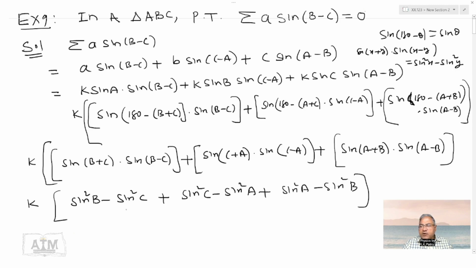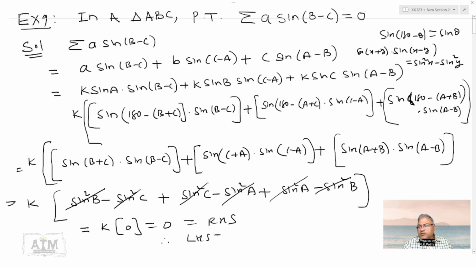Now let us see what is the cancellation. Minus sine square C plus sine square C get cancelled, minus sine square A plus sine square A get cancelled, and sine square B minus sine square B get cancelled. So that equals K into 0 equals RHS. Therefore, LHS equals RHS. Proved.